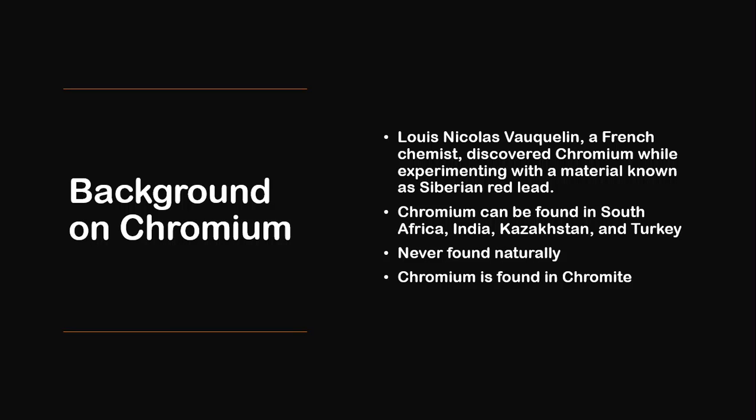Chromium can be found in South Africa, India, Kazakhstan, and Turkey. It is never found naturally in Earth. You usually have to combine chromite with carbon in an electric air furnace to extract chromium.